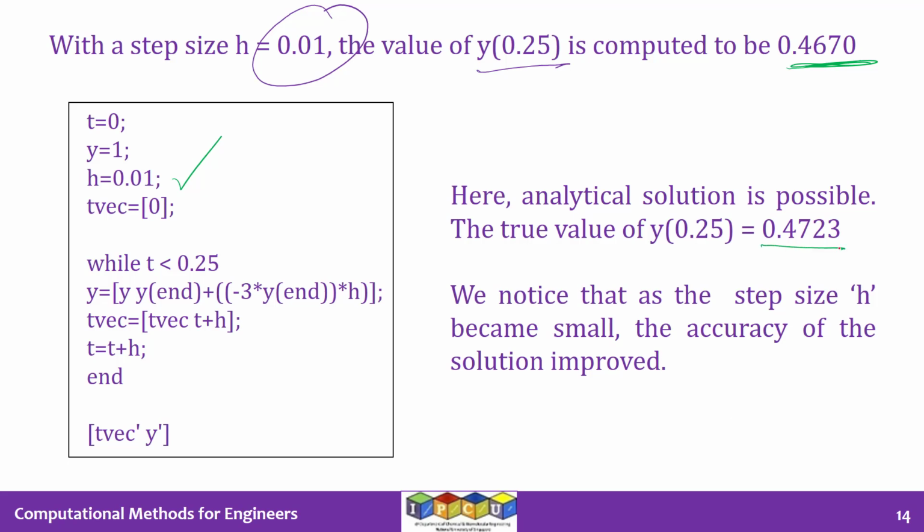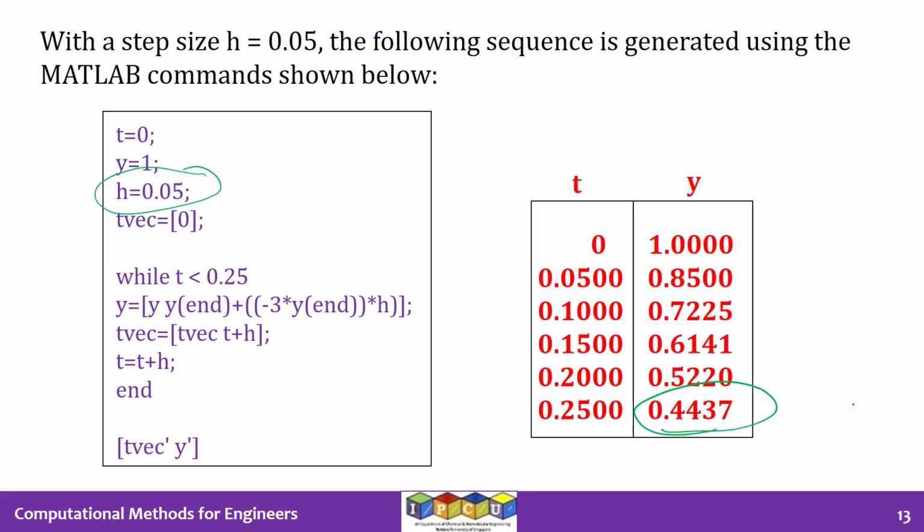So do it by hand and substitute t is equal to 0.25, and you will get y is equal to 0.4723. So basically through the sequence of experiments, we have found out that as the step size h decreases, the accuracy of the solution improves. Certainly you would agree that 0.467 is a lot closer to 0.4723 as compared to the answers we obtained with h is equal to 0.05 or h is equal to 0.125 or h is equal to 0.25.